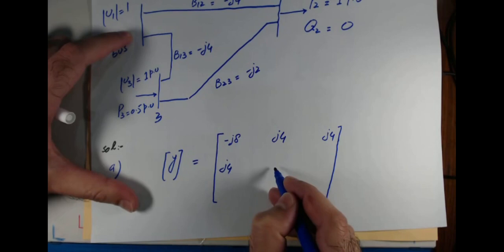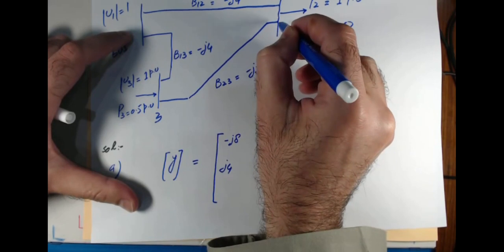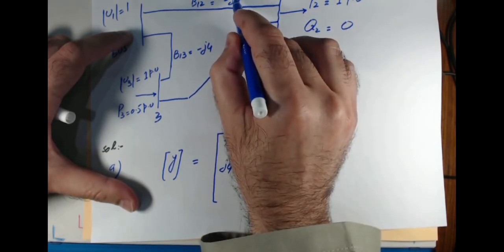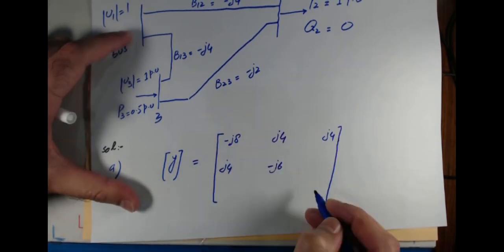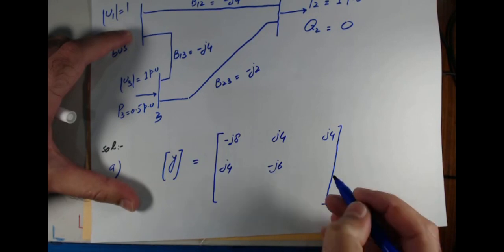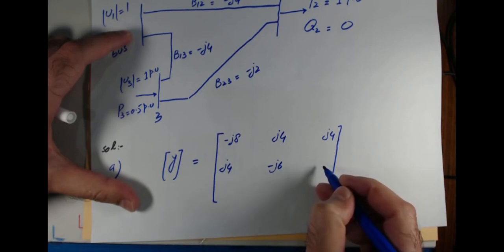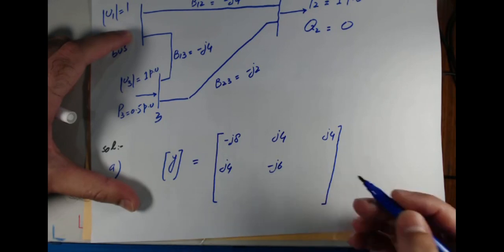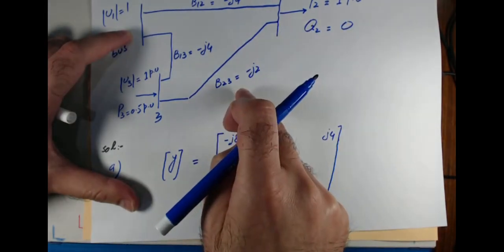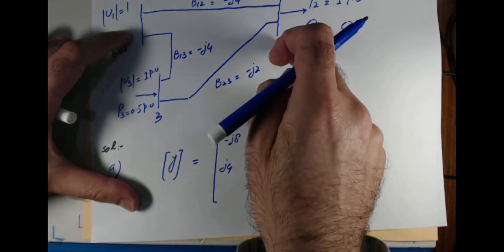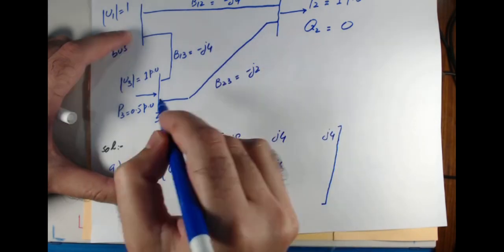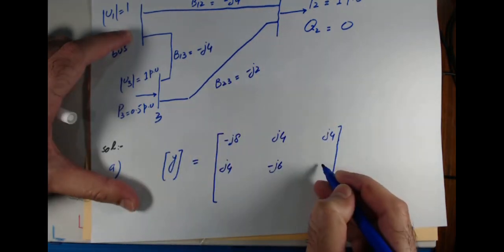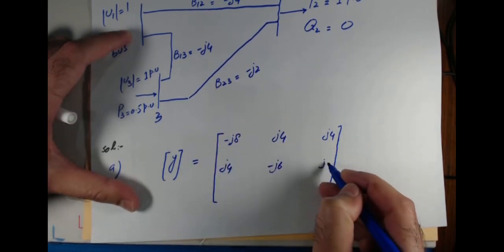The second entry, which is Y22, will be equal to the sum of the admittances connected to bus number 2. So one is this admittance, one is this one, so the sum of these two becomes minus J6. And the third entry, which is Y23, will be equal to the negative sum of the admittances connected between bus 2 and 3. So the negative sum, so already a negative value, makes it J2.